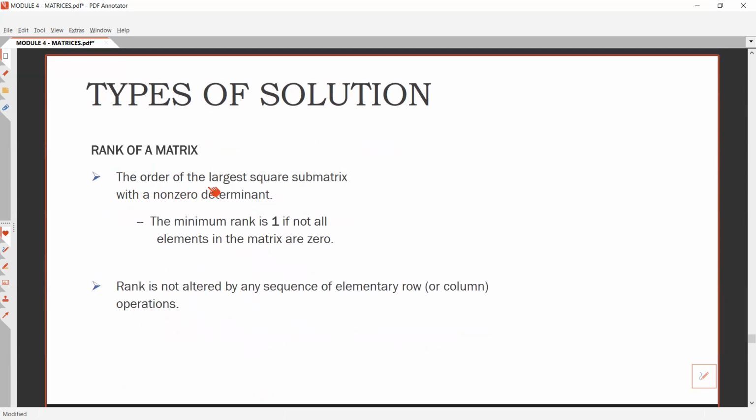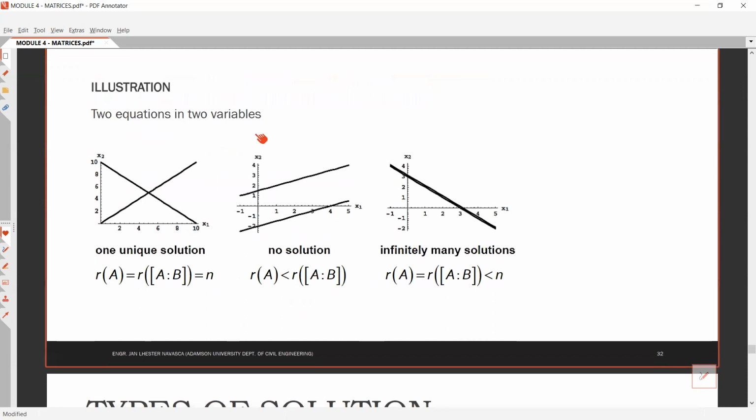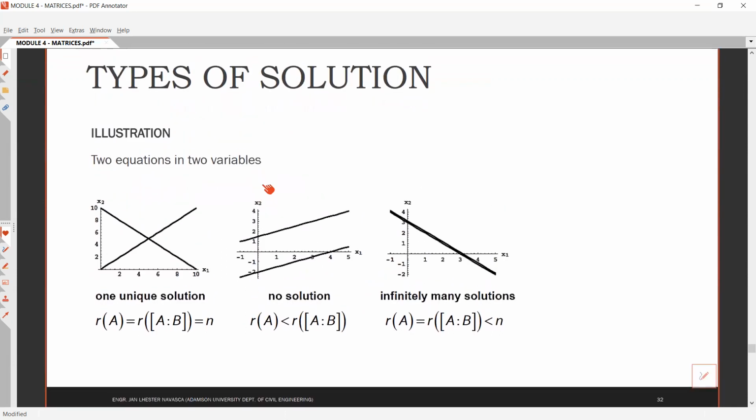So the order of the largest square submatrix with a non-zero determinant. Okay, so the minimum rank is 1 if not all elements in the matrix are 0. Okay, so rank is not altered by any sequence of elementary row or column operations.